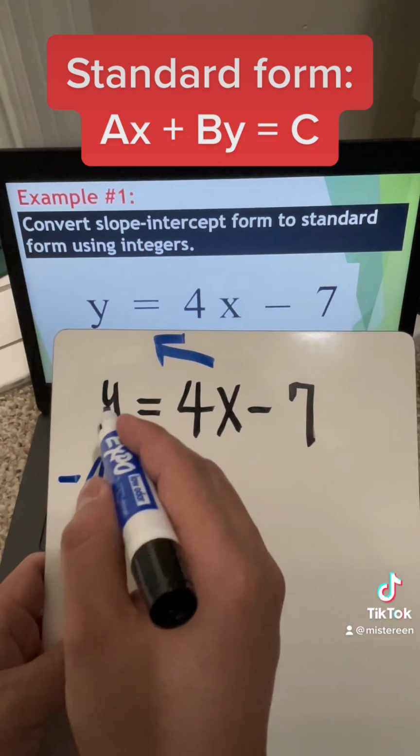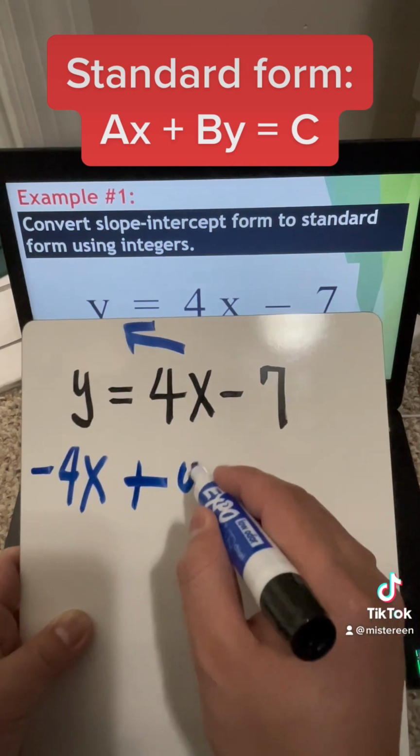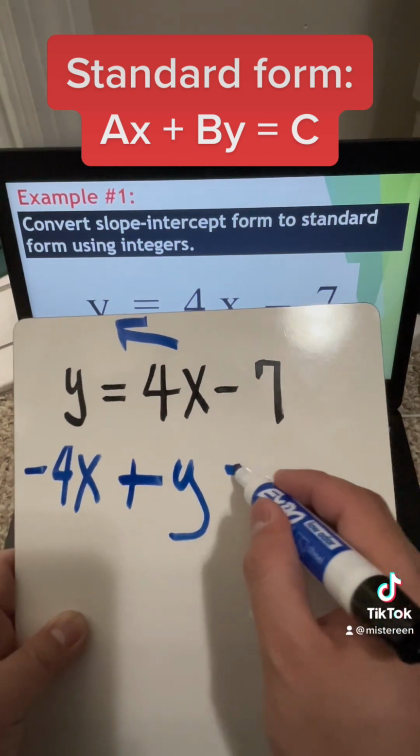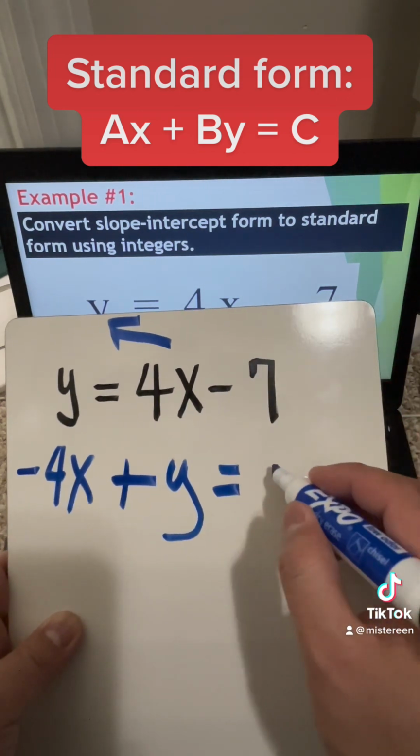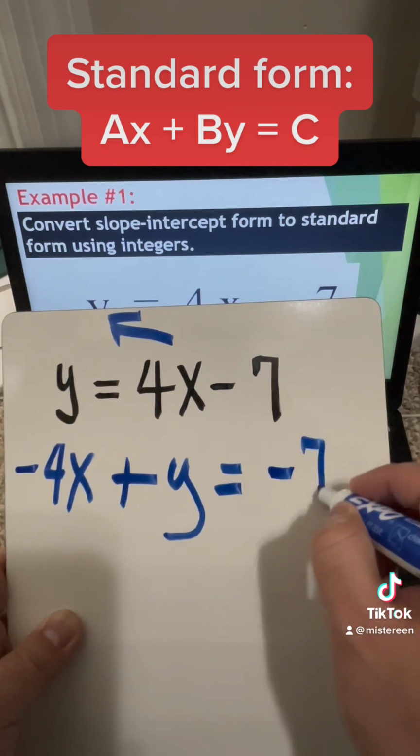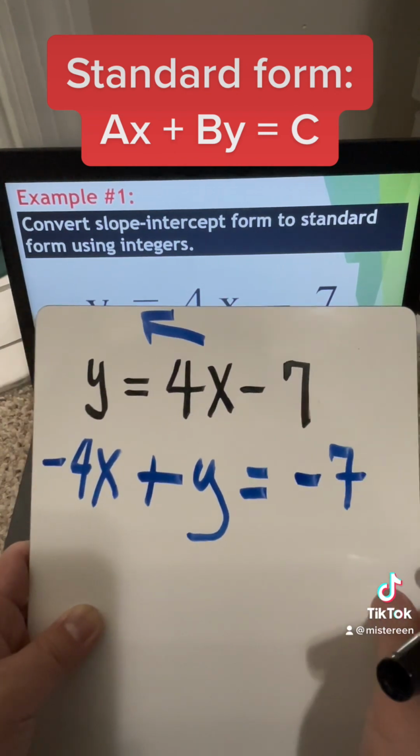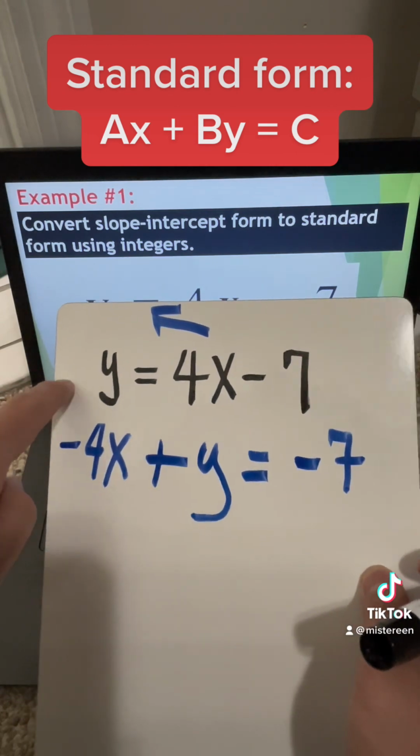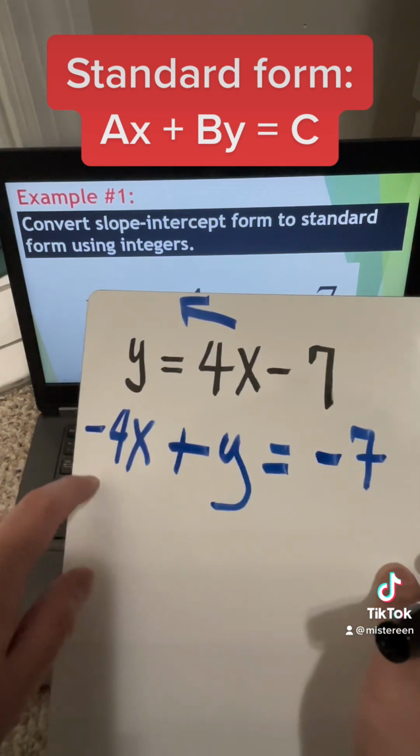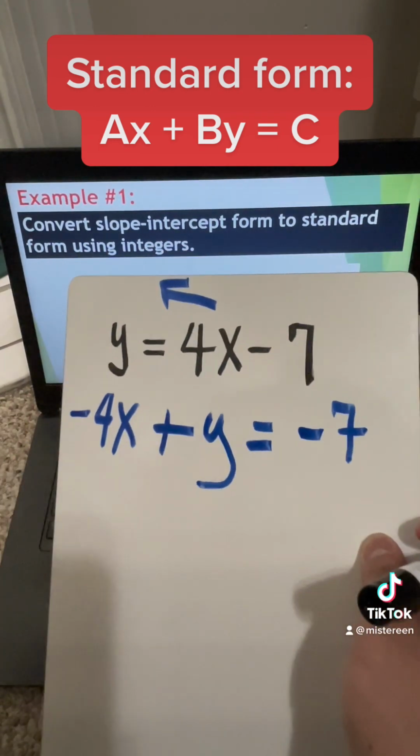Then the y is already on the left side, positive y, so just bring it down, plus y, equals negative 7. The constant must stay on the right side, so I'll just bring it down without changing the sign because it's already on the right side. I just moved 4x to the other side, and it becomes negative 4x. My x and y are already on the left side, so I'm good with it now. I'm now in standard form.